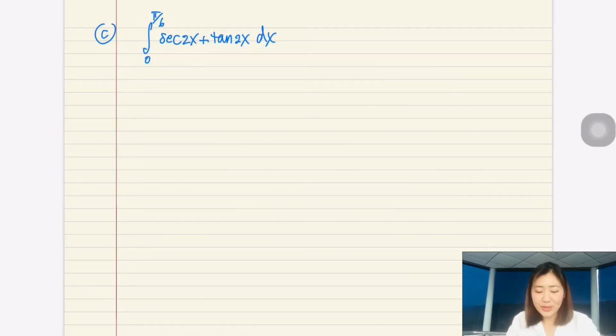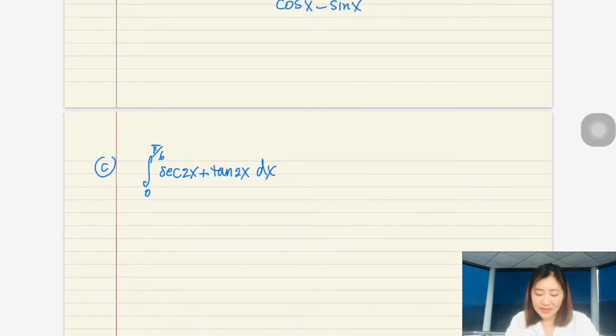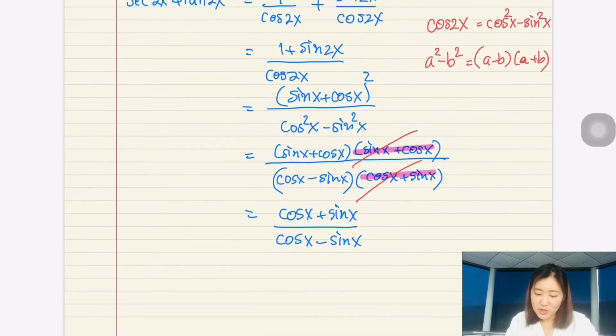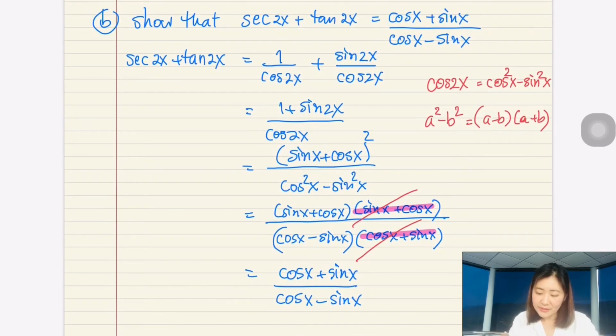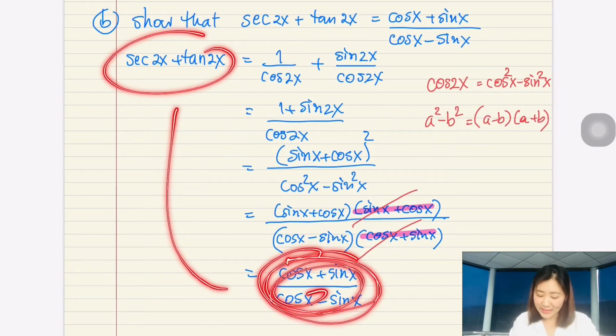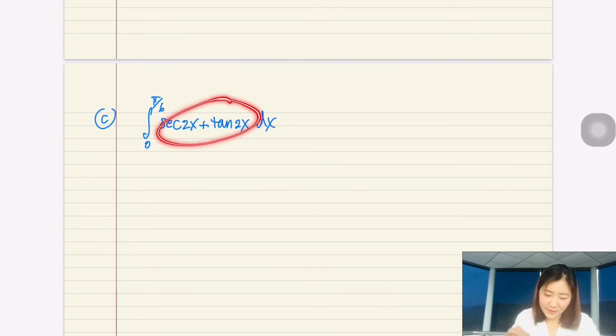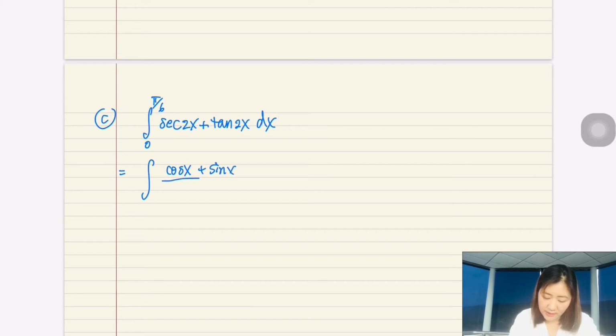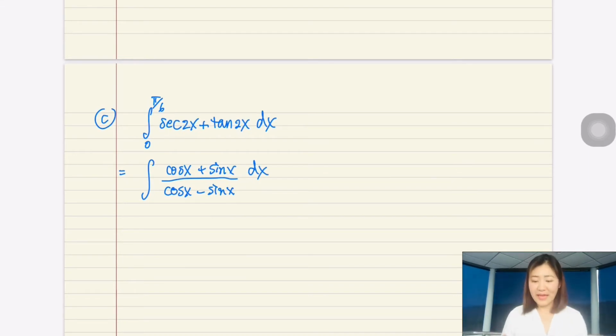So I need the previous information. Go for previous information. We have this one equals to this one. So I just replace this one into this. All right, so it's equal to the integral of (cos x plus sine x) over (cos x minus sine x) dx. Okay, what would we do next?